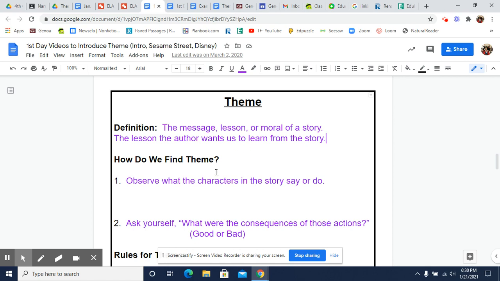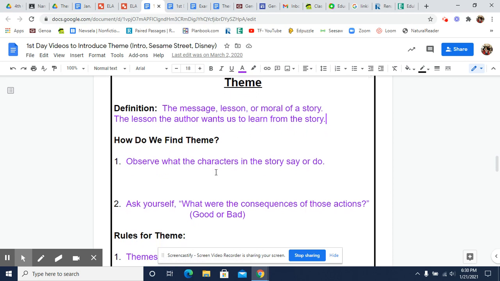Okay, then they told you in the video how to find a theme. The first step is to observe what the characters in the story say or do. So that's what you should have put for number one. So it's like the evidence, right? When we looked for character traits, when we looked for inferencing, when all of that, we looked for what the characters' actions were and the dialogue. Okay, so this is going to be your evidence right here.